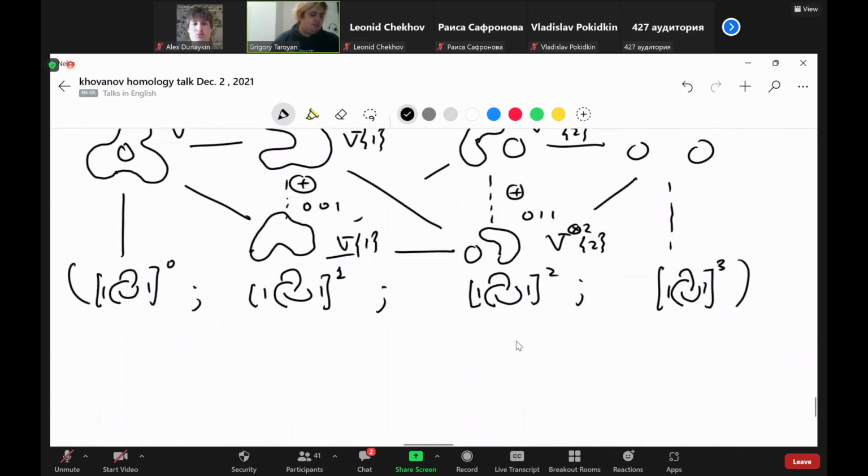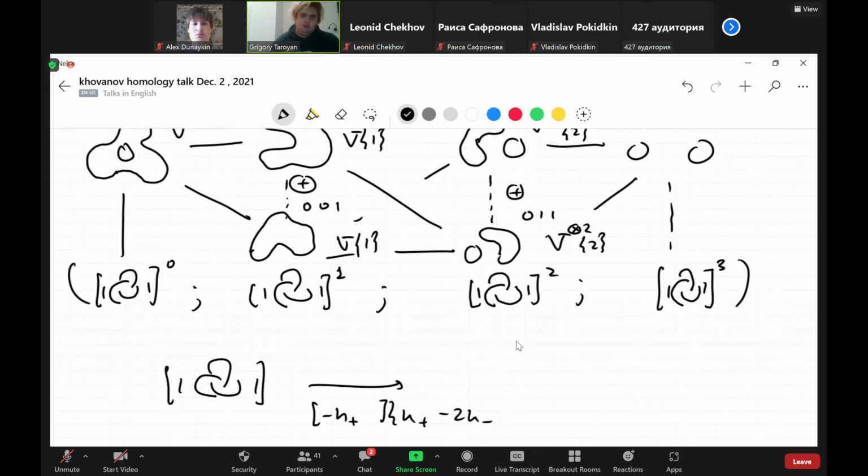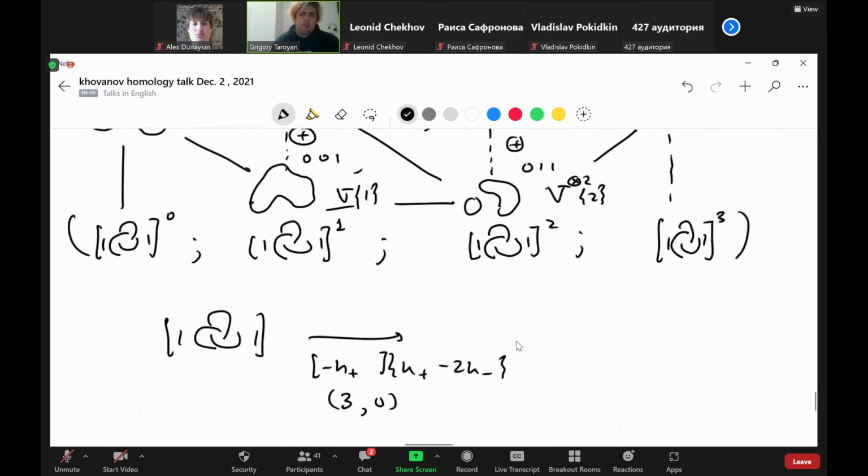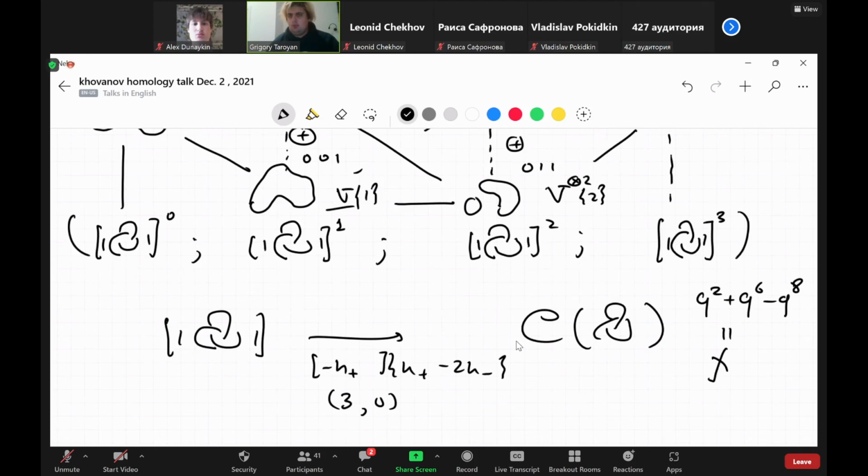Okay, so what we get here after normalizing our Khovanov bracket, we get this complex, and its graded Euler characteristic is equal to what it should be equal. That is the Jones polynomial.